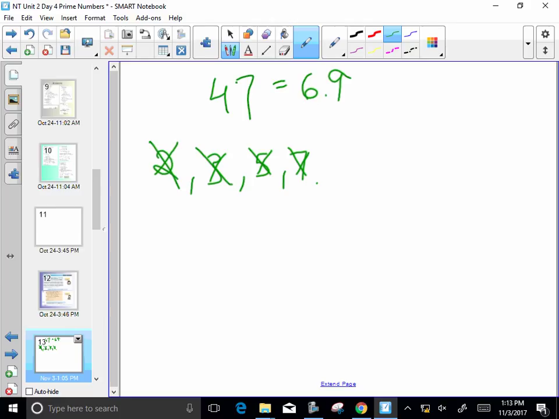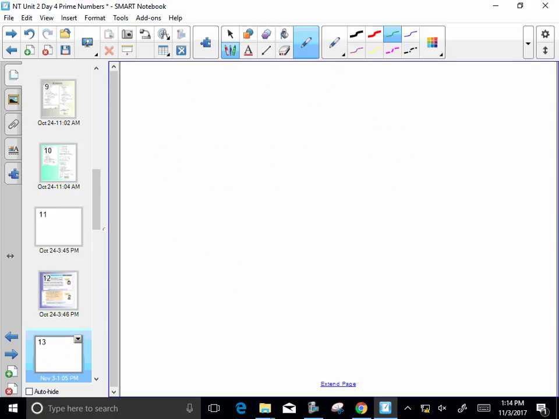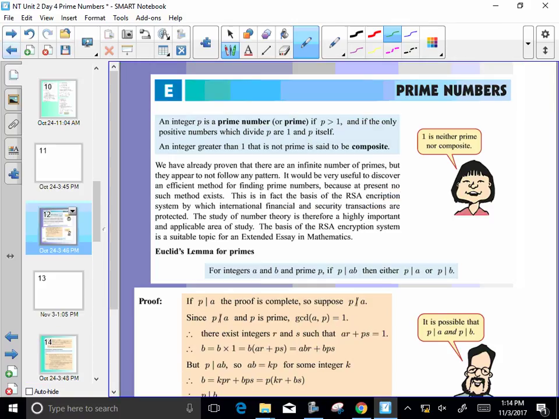So what we do is we take the square root of 47, and we don't go any higher than this for primes. Prime check will be 2, 3, 5, and we don't even have to check 7 because 7 will be too big. And we find that none of those will work. So those are the things that you kind of know about, and we're going to look at as theorems. So here goes the first part.